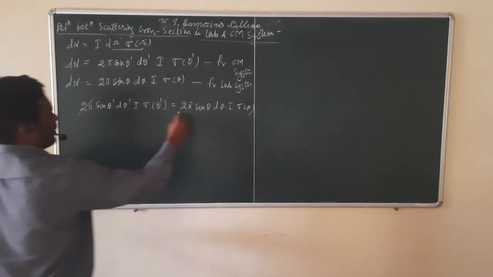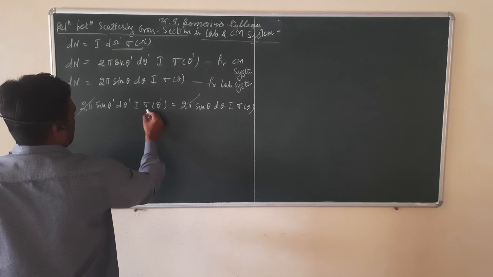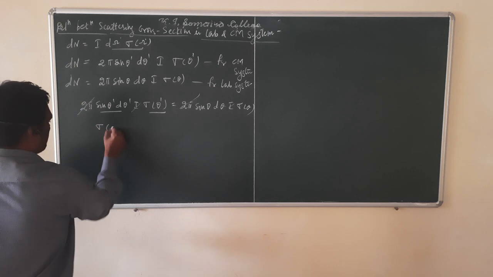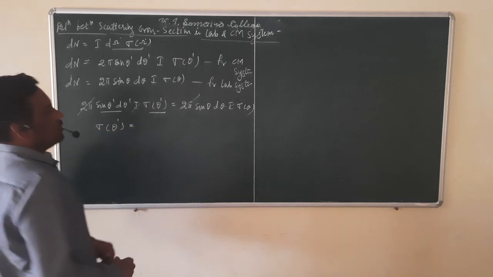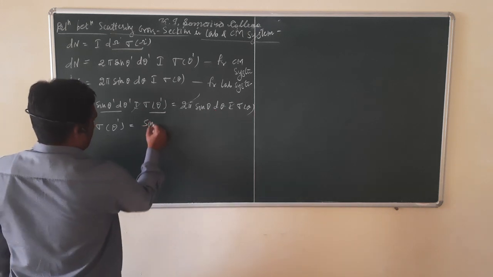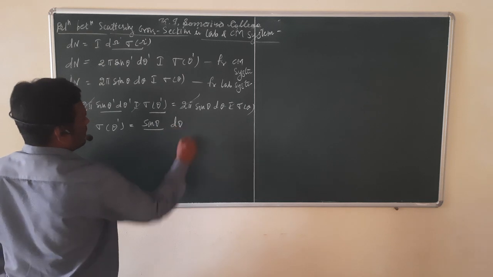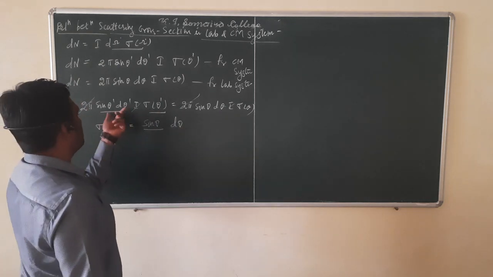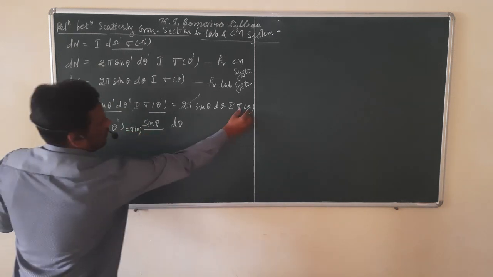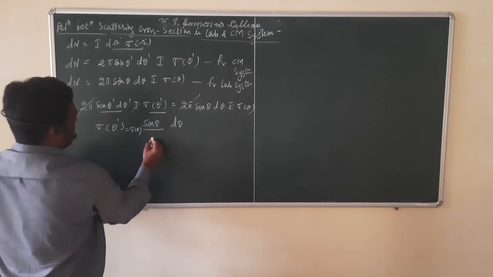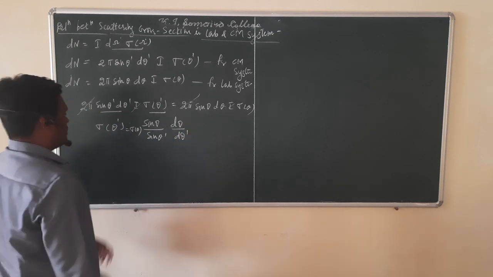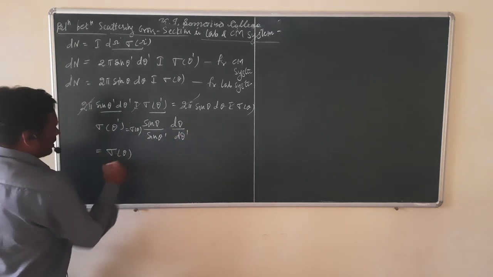So 2 pi will cancel, I will cancel, and you can write sigma theta dash is equal to, on the right hand side, sine theta into d theta. If you take this term on the right hand side, here you have sigma theta divided by sine theta dash d theta dash. Now this is equal to sigma theta.